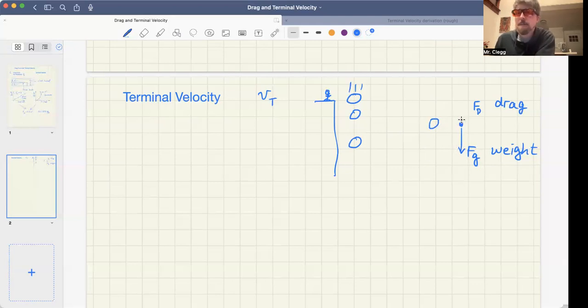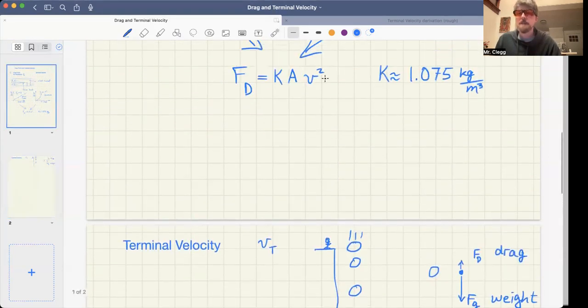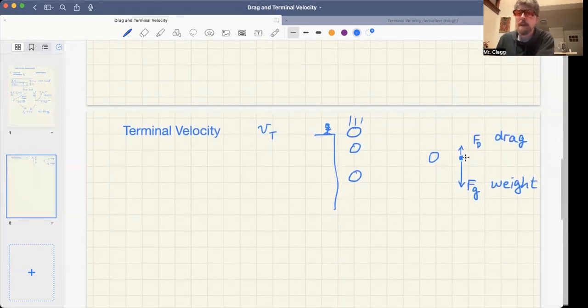But as it speeds up, there gets to be a little bit of air drag because, as you saw, air drag depends on the speed, right? Air drag depends on, in fact, the square of the speed. So as it speeds up, air drag increases, and it keeps increasing until it becomes equal to the weight. And as soon as they're equal, you have no net force, and therefore you have no acceleration.